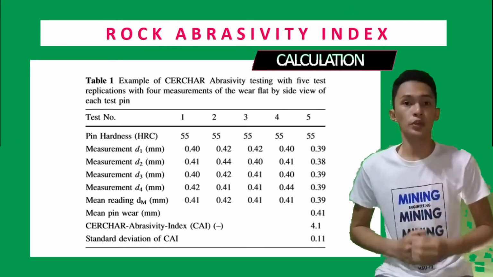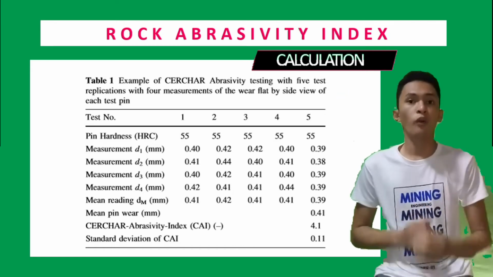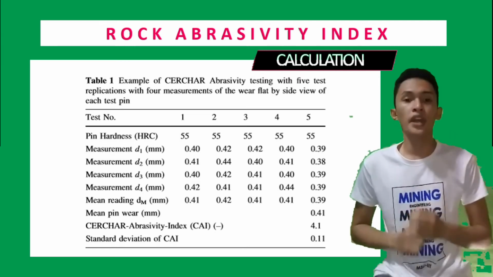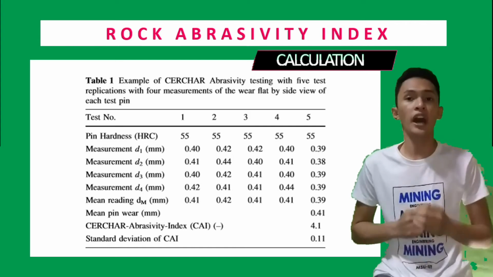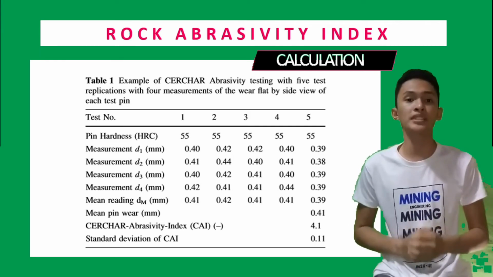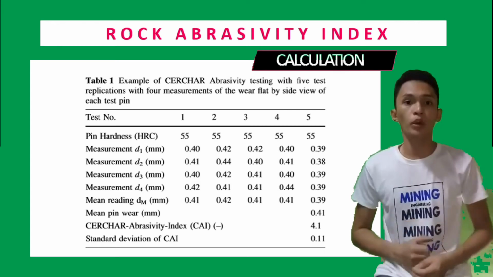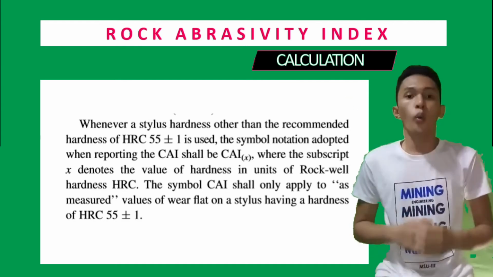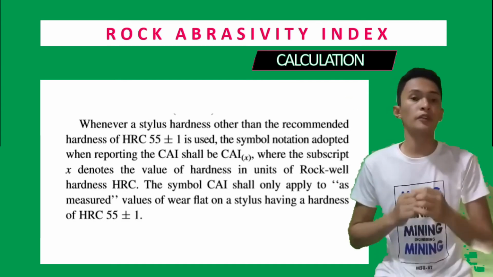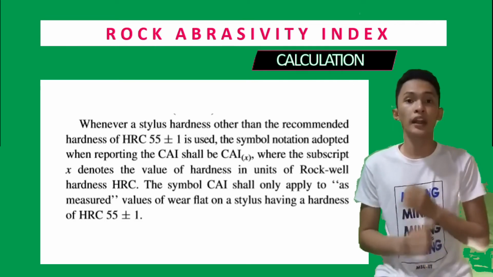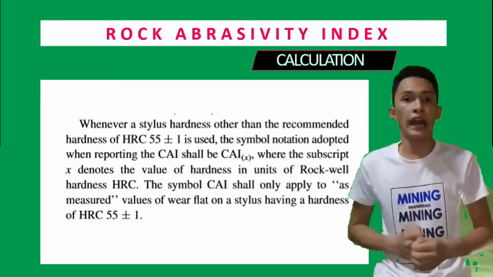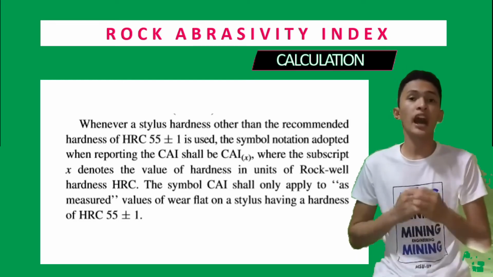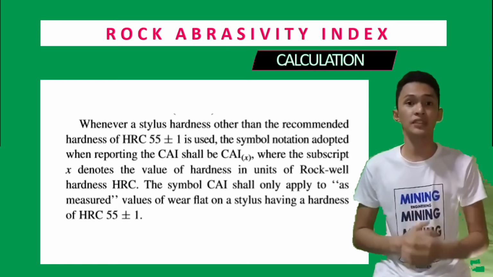The dimensionless CAI value is reported as the arithmetic mean of 5 or more test replications together with the standard deviation. Whenever a stylus hardness other than the recommended hardness of HRC 55 ± 1 is used, the symbol notation adopted when reporting the CAI shall be CAI_x, where the subscript x denotes the value of hardness in units of Rockwell hardness HRC. The symbol CAI shall only be applied to a measured value of wear flat on a stylus having a hardness of HRC 55 ± 1.